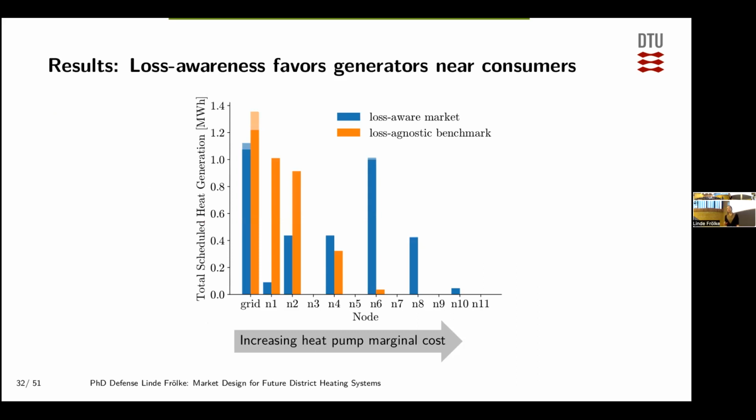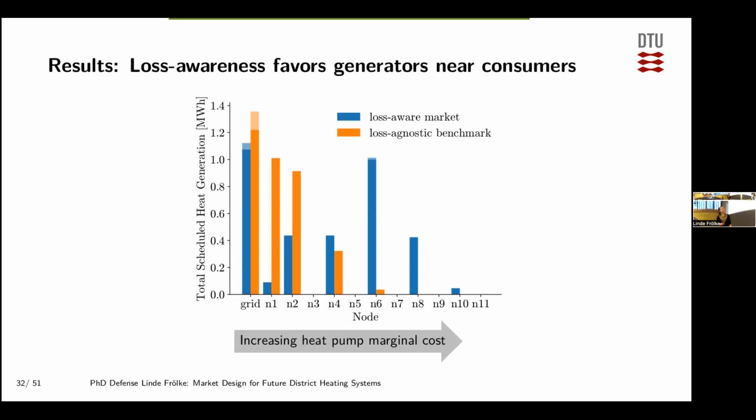Then we look at a simple case study where we simulate for 24 hours, and we look at the total scheduled heat generation for each of these nodes, where we remember that the most expensive heat pumps are located distant from the grid node. If we first look at the loss agnostic benchmark in orange, you can see that it tries to schedule the cheapest heat pumps first, as long as this is feasible in the network. This can be seen by the decreasing amount scheduled by the orange bars.